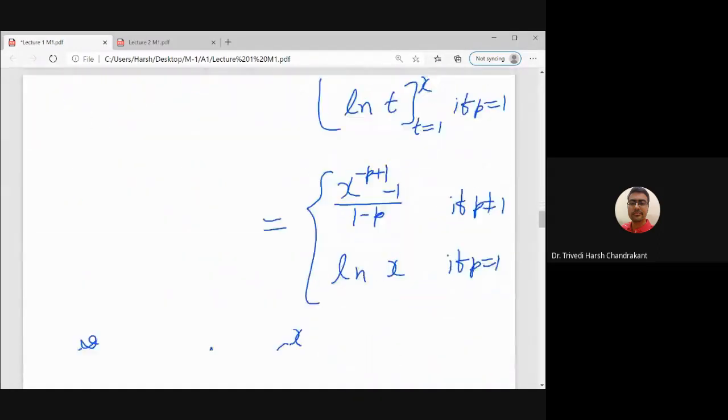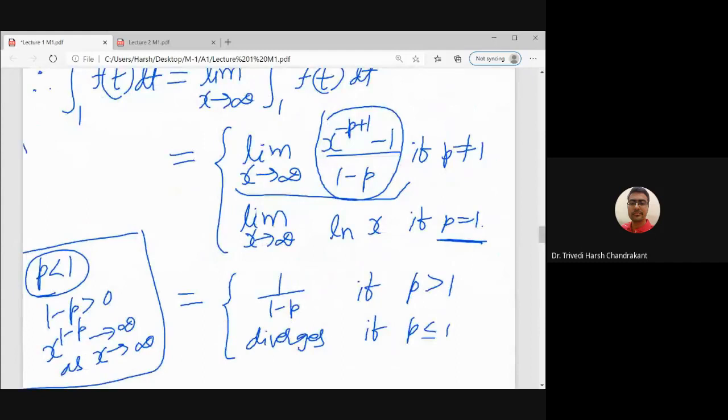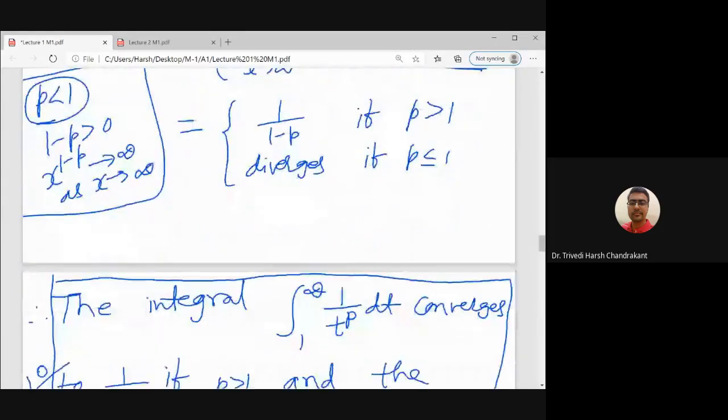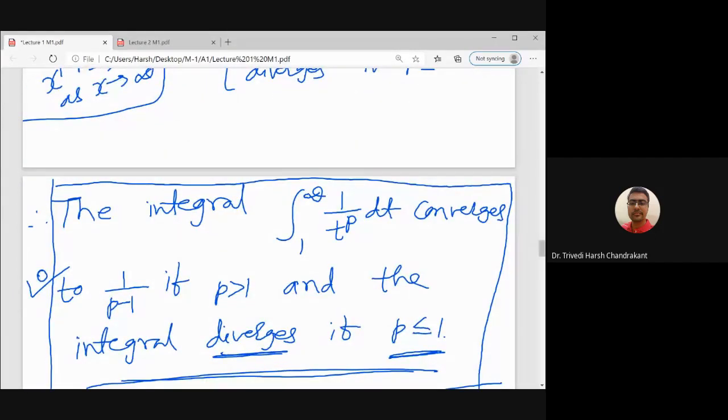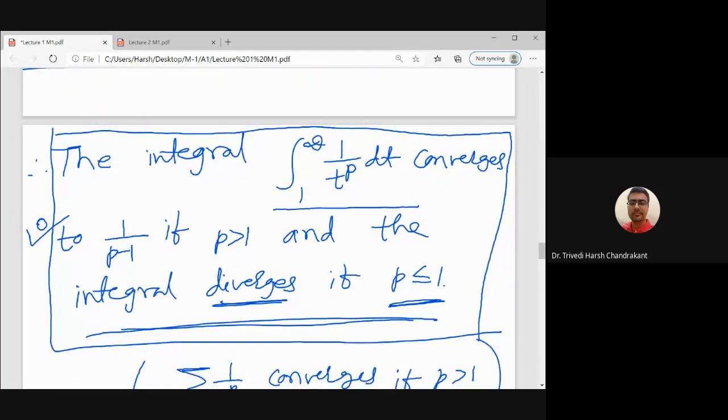So we discussed that the integral from 1 to infinity of 1 upon t power p dt converges if p is greater than 1, and it diverges if p is less than or equal to 1. So we shall be using all these results in this lecture also.